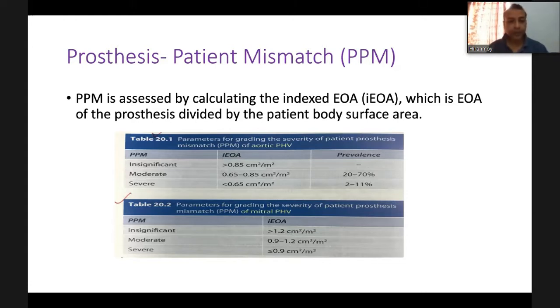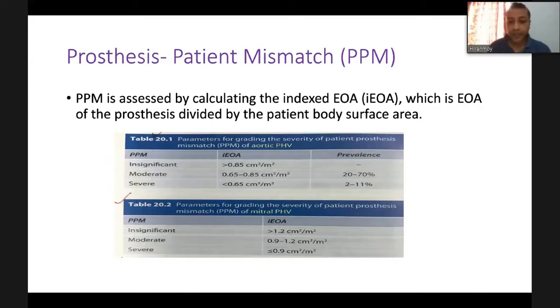So to avoid patient prosthetic mismatch, before surgery, you have to do a good echocardiography and mention which type of valve and which size of valve is fit for this patient. There are equations and parameters so that the surgeon can take the proper size of the valve and implant it in the proper patient to avoid patient prosthetic mismatch. Otherwise, after a successful operation, the patient will be symptomatic and redo surgery will be necessary. Now, how will we assess the patient prosthetic mismatch?